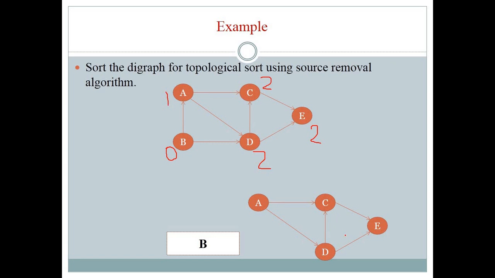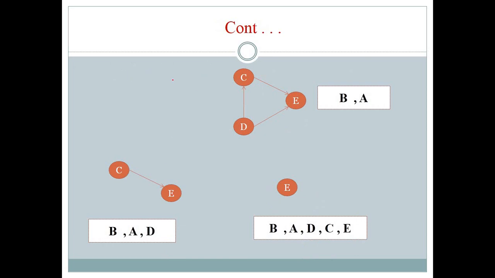Again for this we have to find in degrees. So for A in degree is 0, for C in degree is 2, for D in degree is 1, for E in degree is 2. Again find the node that has in degree 0, and delete that node and also its edges. So here A has in degree 0, so we delete A, we store A, and also delete the edges of A.